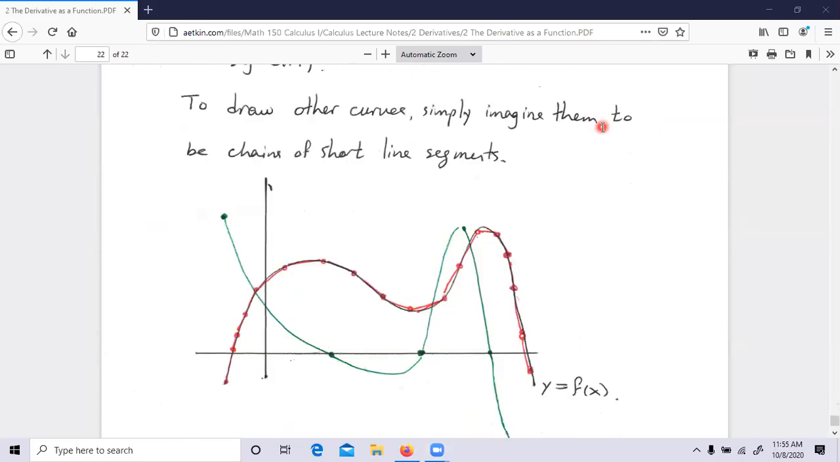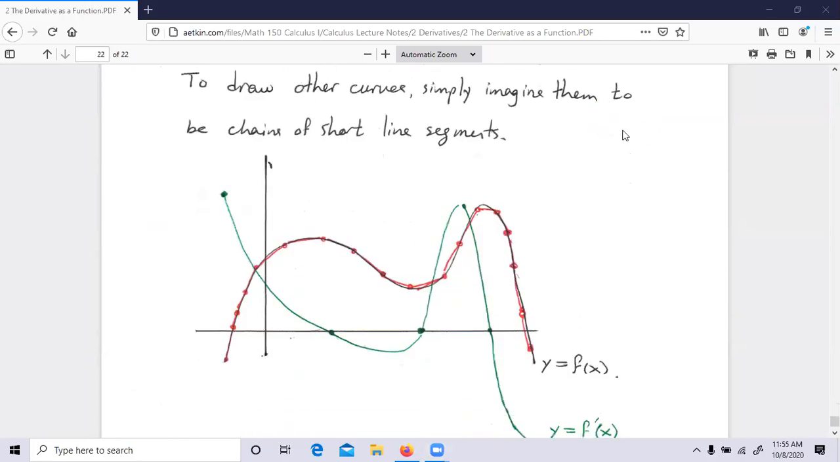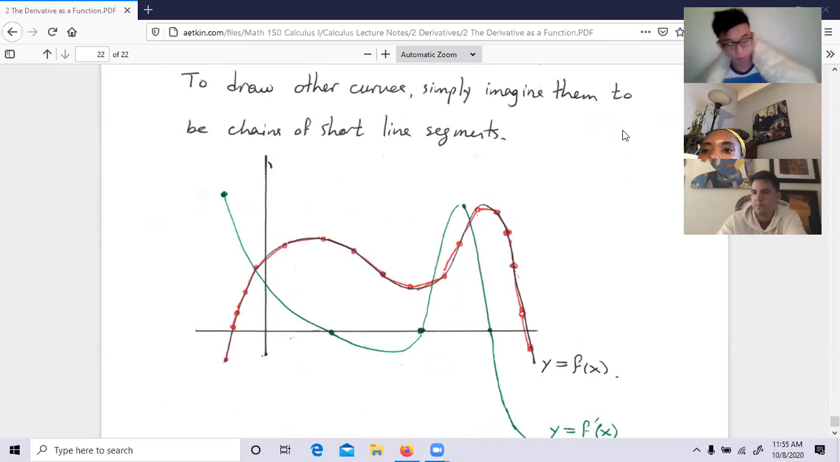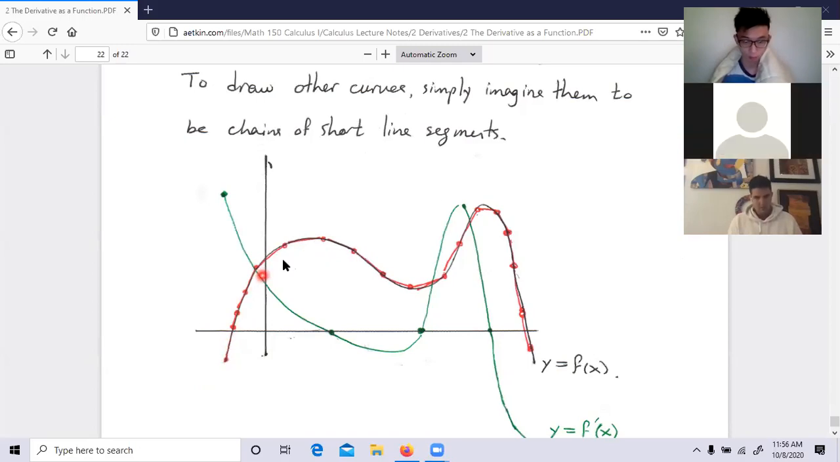So in general, guys, you can figure out the graph of a smooth curve. So imagine that I have this black curve. It's a smooth curve. I can imagine that it's just a chain of tiny line segments. You understand? So how do I estimate the slope? I imagine it's a chain of line segments.